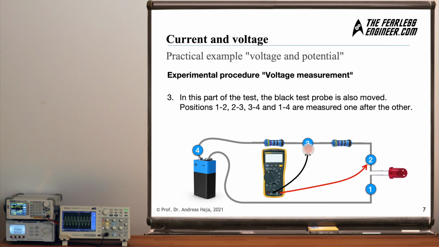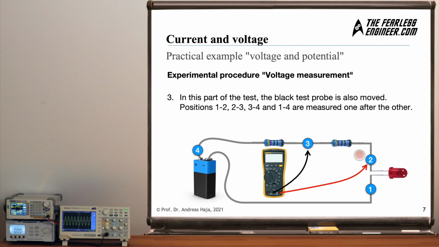So in order to do so, we also have to move around the black cable here, and voltage drop always means the difference in electric potential between 2 points. And we still have these points here, 1, 2, 3, 4, just as in the previous experiment, but now we are measuring the voltage drop in this example across the second resistor.